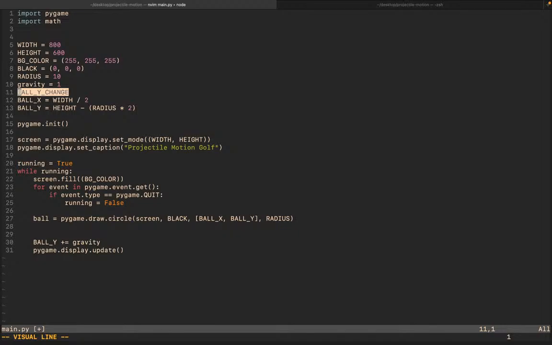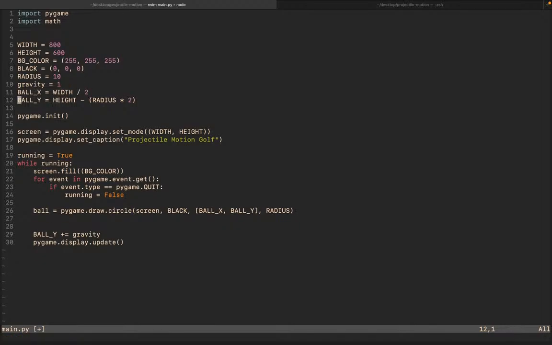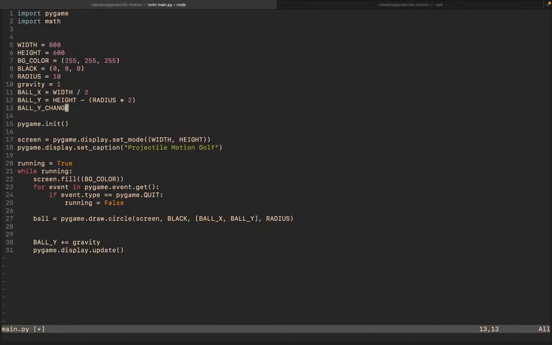So ball y change is pretty much just going to be equal to 1 for starters, but we need to add the gravity to it. Now for this we need to set a frame rate. I'm going to set a frame rate because if I set a frame rate, it allows me to add gravity by a certain amount to my current ball y change. So you need a frame rate for something like this.